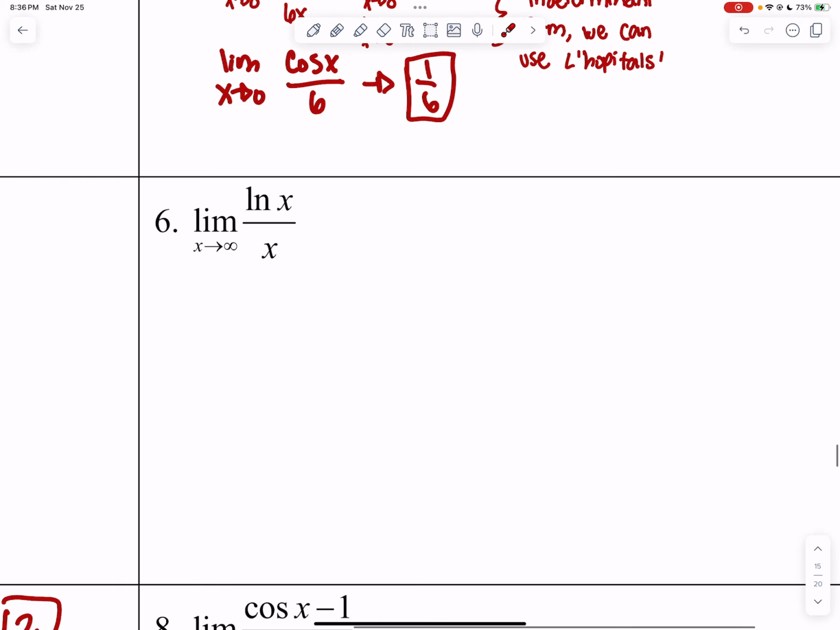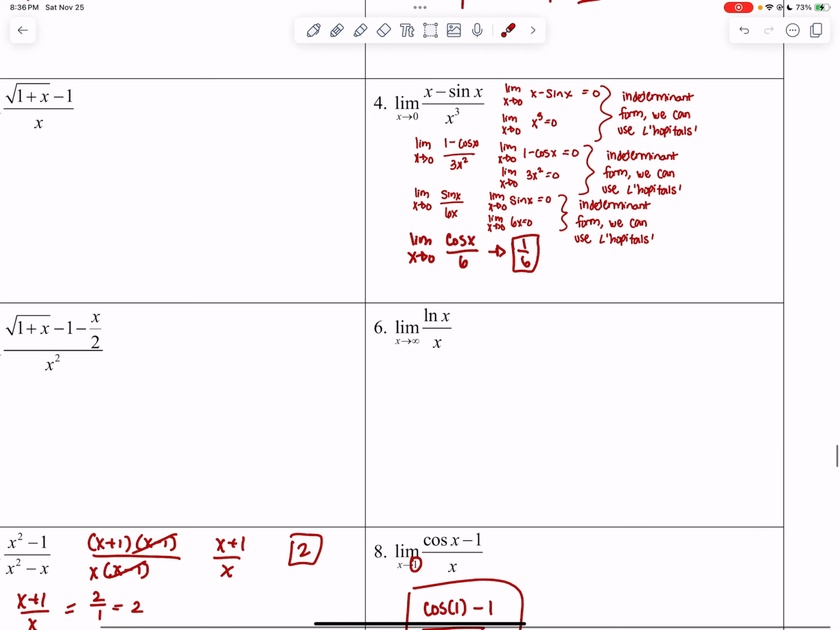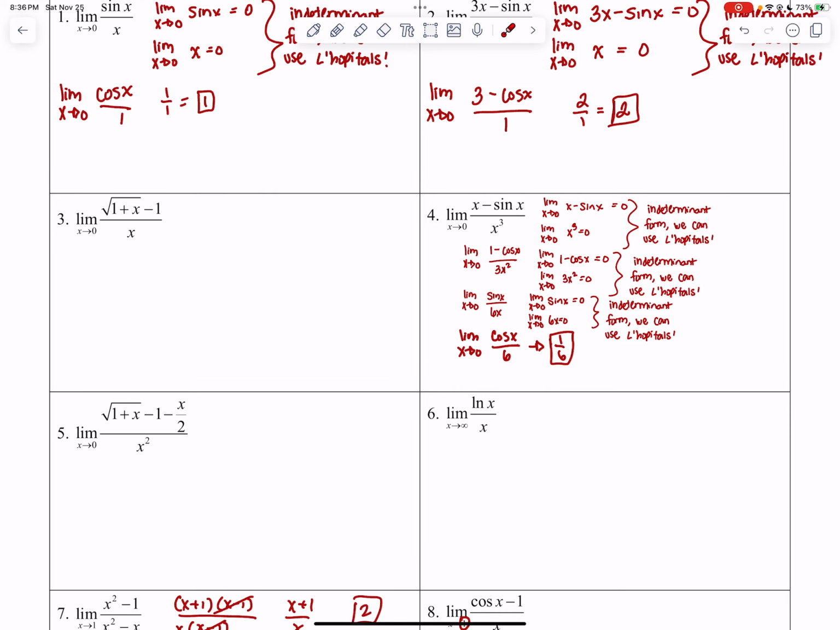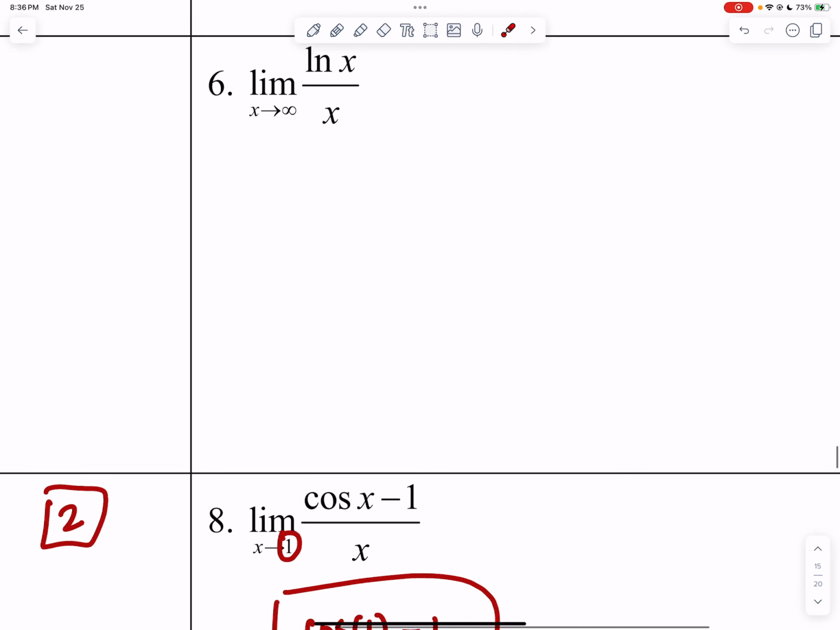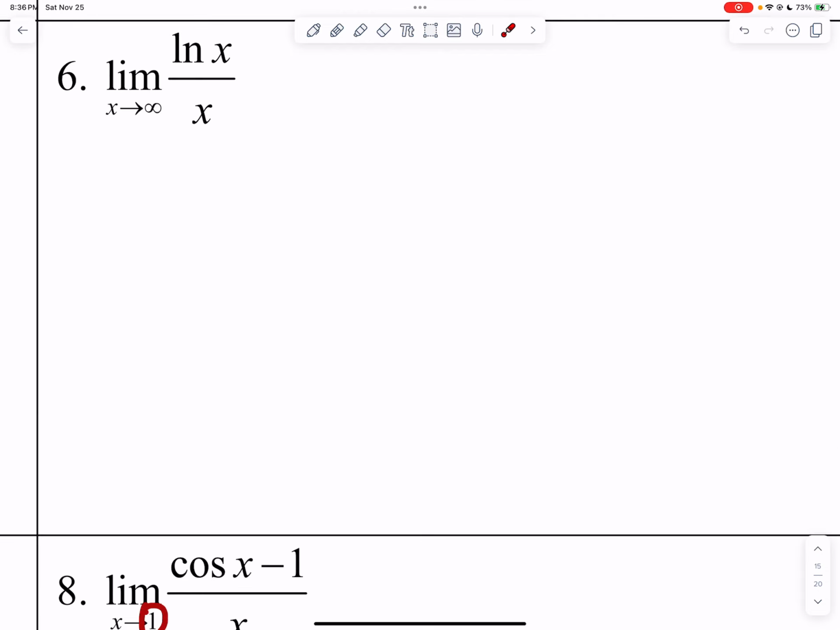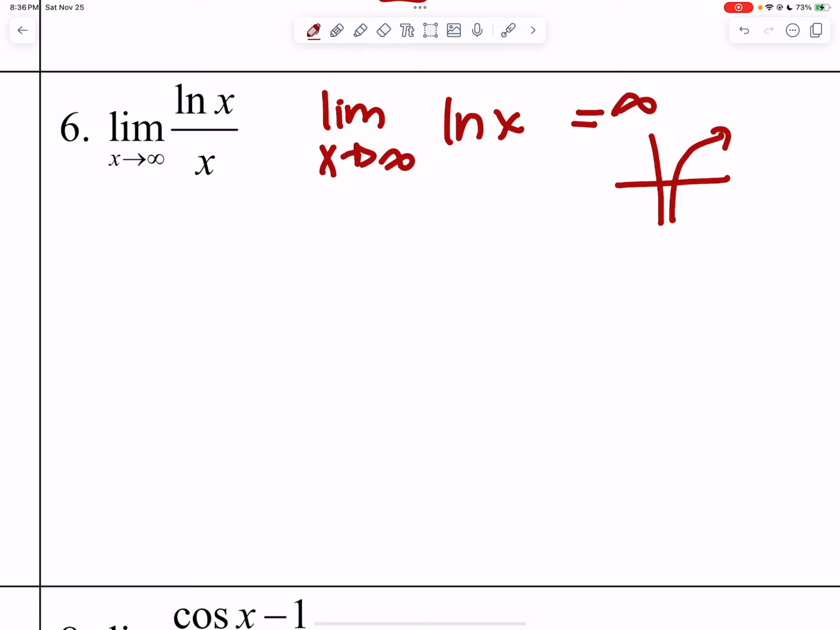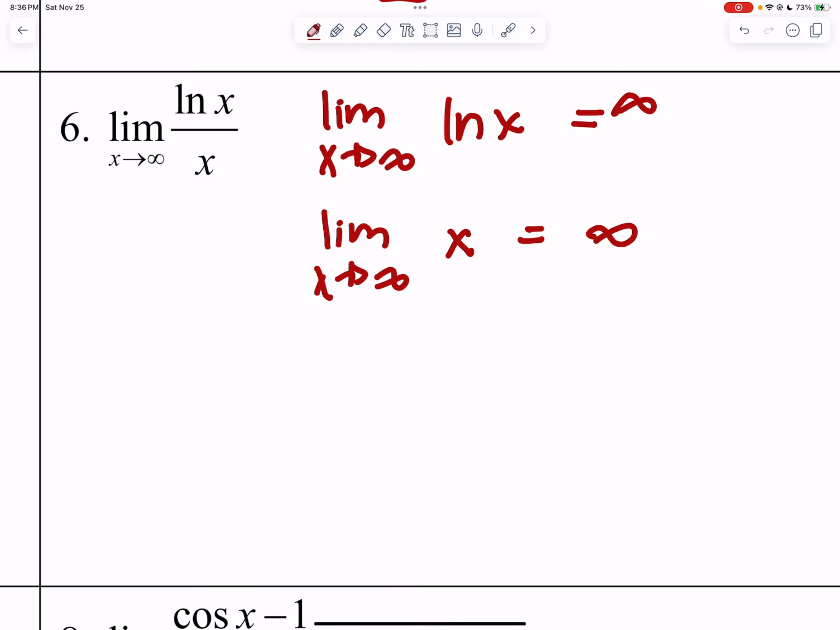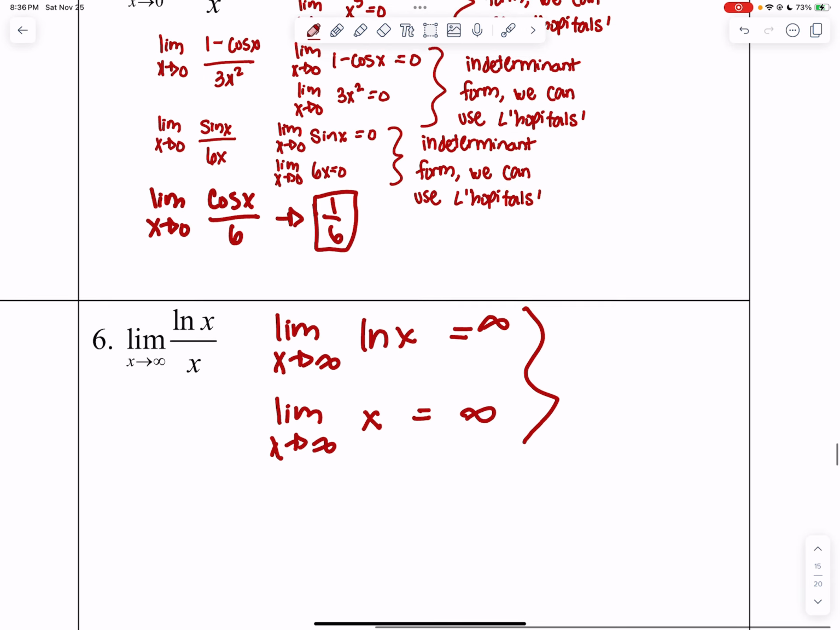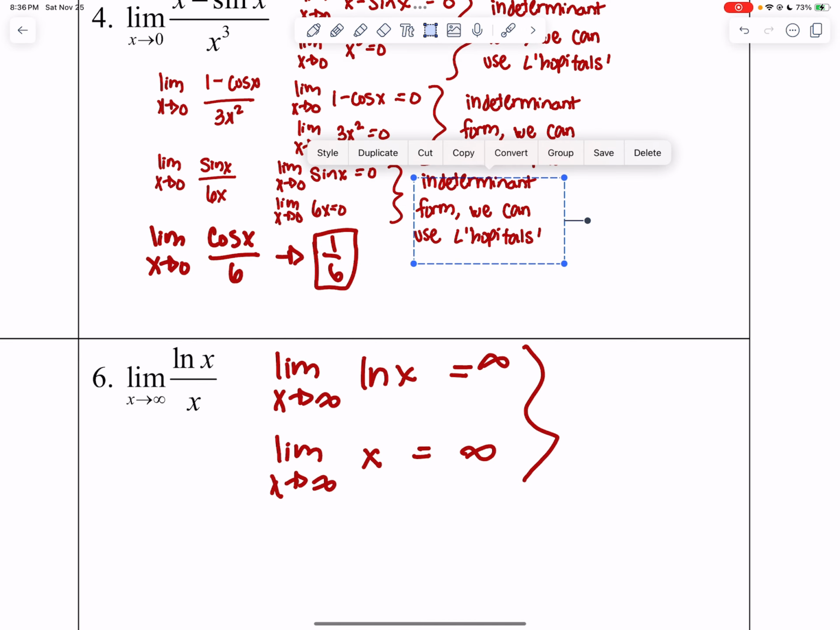All right. And then so far we've talked about limits in terms of 0 over 0. Now what happens like number 6 where we have limits where it approaches infinity over infinity. So notice how here, as x approaches infinity of ln of x, remember that ln of x looks something like that. That's going to be infinity. And then x, same thing here, that's also going to be infinity. So we have indeterminate form. Since it's indeterminate, we can use L'Hopital's. Yay.